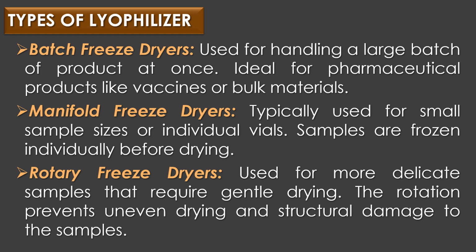The second type of lyophilizer is manifold freeze dryers. The manifold freeze dryers are typically used for small sample sizes or individual vials. The samples are frozen individually before drying while using these manifold freeze dryers. The third type of lyophilizer is rotary freeze dryers. The rotary freeze dryers are used for more delicate samples that require gentle drying. The rotation prevents uneven drying and structural damage to the samples.